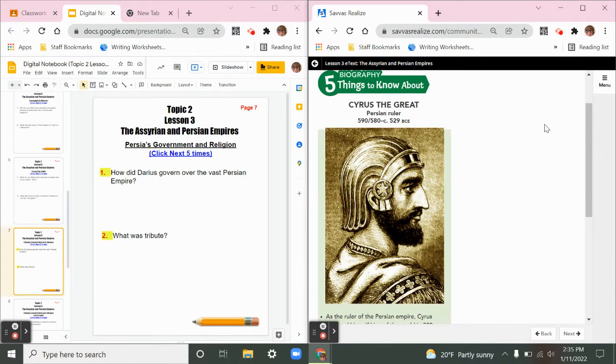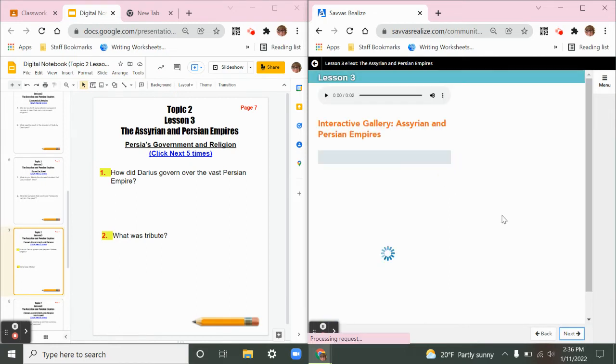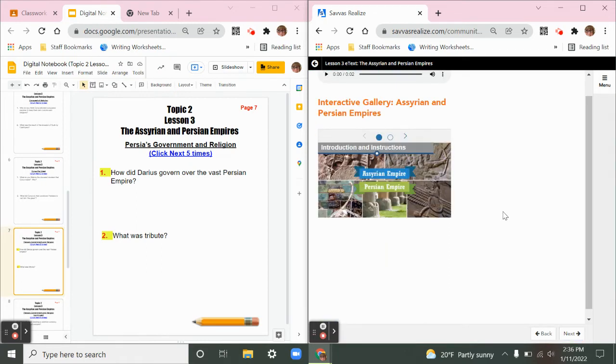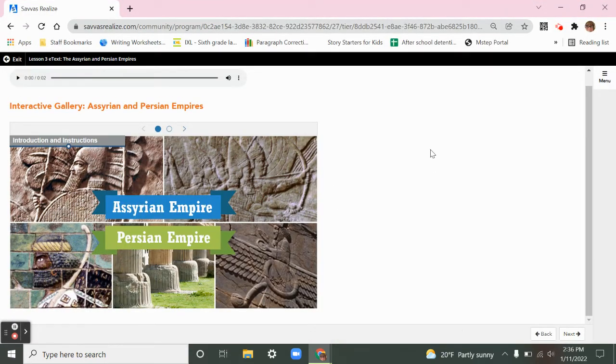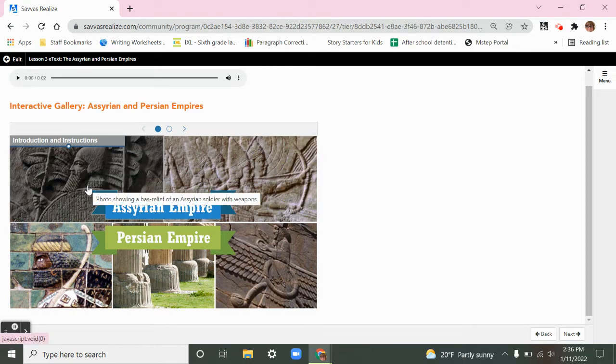Page 7 on the digital notebook. We will click next one more time. If you are starting this from the beginning of Savvas, you will click next 5 times total to get here. This is actually click number 4. This is an interactive gallery. We're just going to look at these.